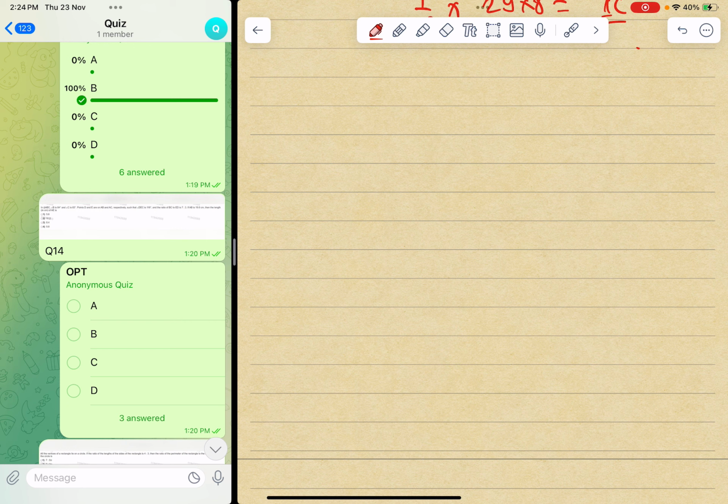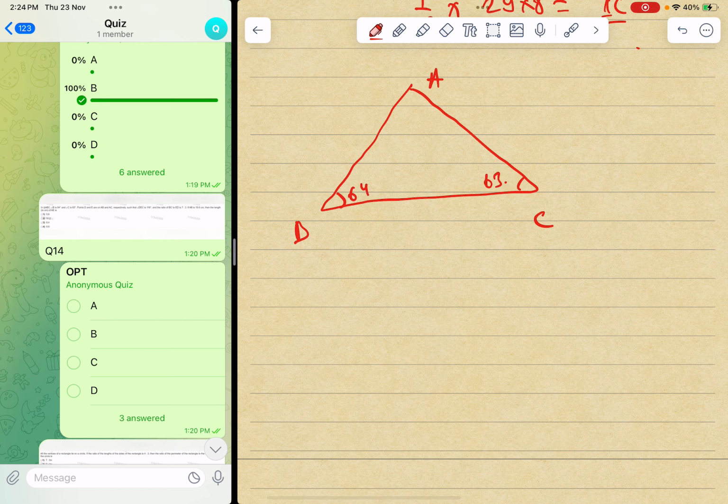Next one. In a triangle ABC, B is 64, C is 63. D and E are on AB and AC, such that DEC is equal to 116. BC to ED is 7 is to 3. Isn't parallel, na? We'll have to check. Anyway, the question is, if AB is 19.6, this complete is 19.6, find the length of AE.